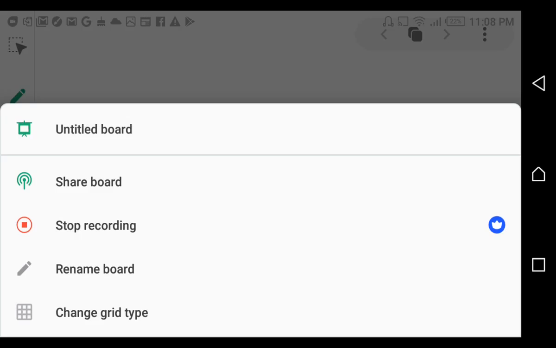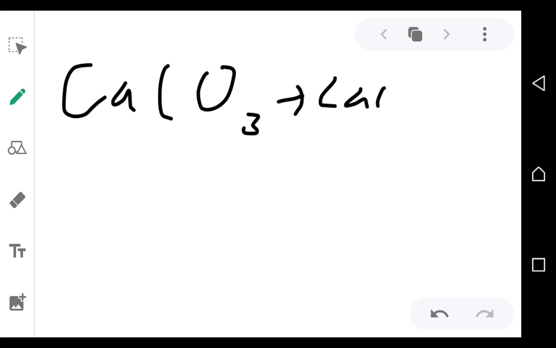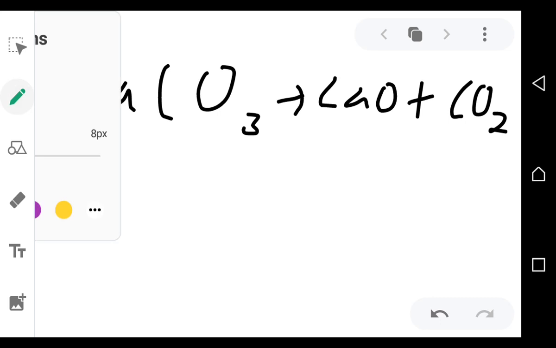In an exam, sometimes you find they give you: calcium carbonate decomposes to calcium oxide plus carbon dioxide. Then they ask you, first you have to balance the equation. Is this one balanced? This one is already balanced. Calcium 1 there, calcium 1 there, oxygen there are 3, and here there are 2 plus 1, 3. So this one's already balanced.